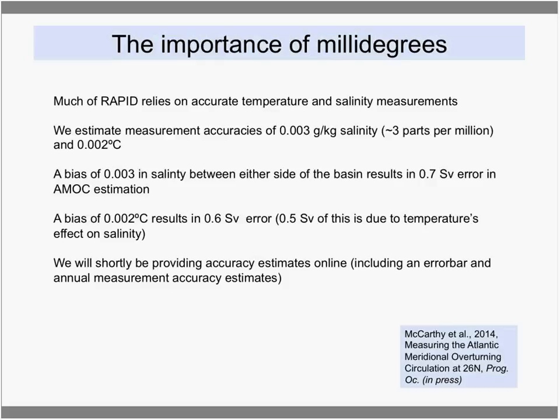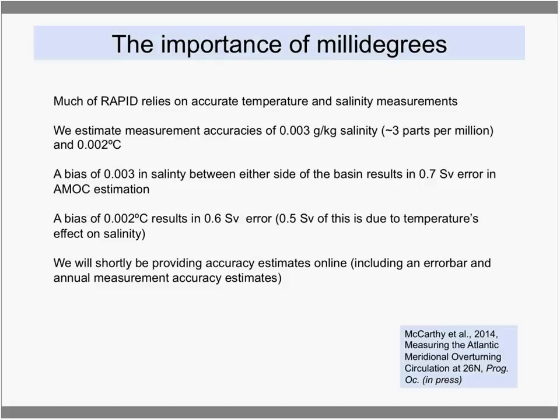And the reason is that they have a very, very important impact on transport. A small bias of 0.003 in salinity in the east and the west of the basin in a measurement like RAPID results in a 0.7 Sverdrup error in the AMOC estimation. Likewise, a bias of 2 millidegrees would result in a 0.6 Sverdrup error. Actually, most of that is to do with temperature and salinity. But these very small differences in calibration can really impact the actual estimation of the returning circulation by a relatively large amount.